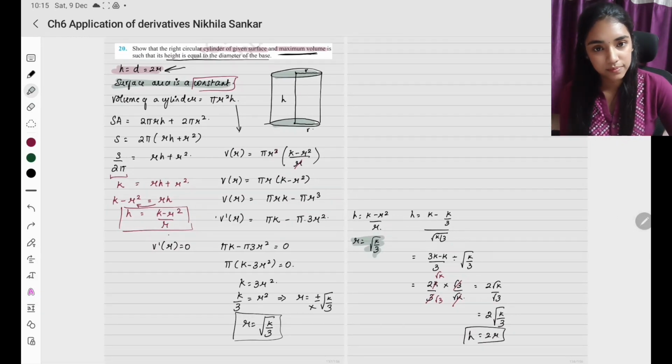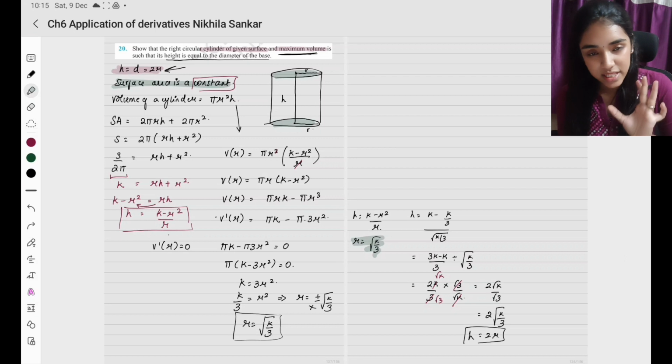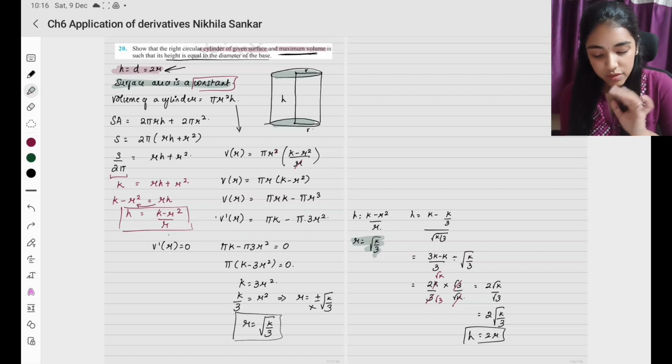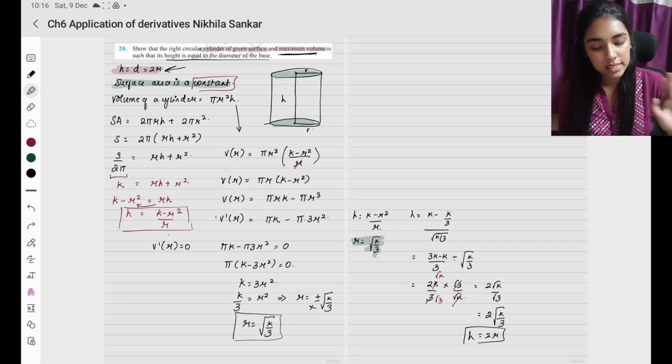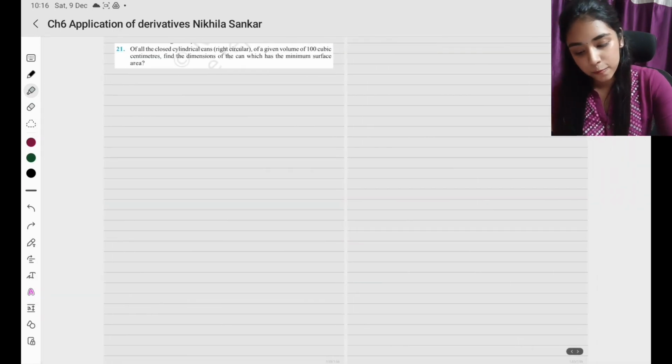Okay, that's all. What was given? Surface area is constant. So using the constant, we found a relationship between h and r, height and radius. Now the volume is going to be maximum, so you have to differentiate the volume. Take the relation of the volume and differentiate that. Okay, simple.